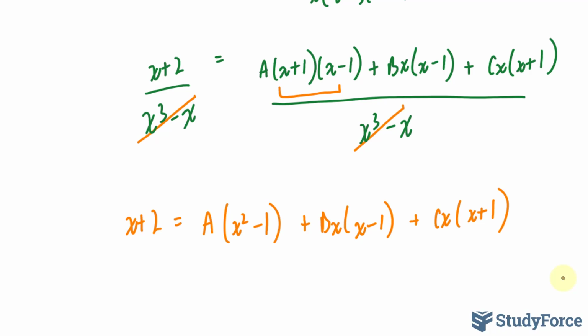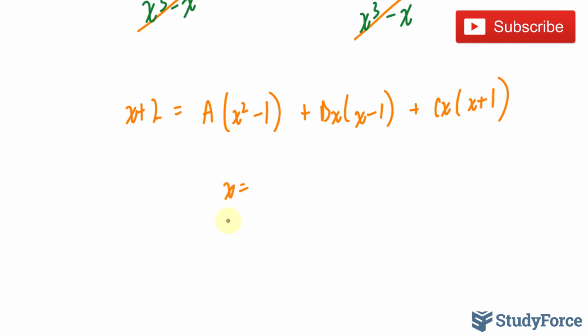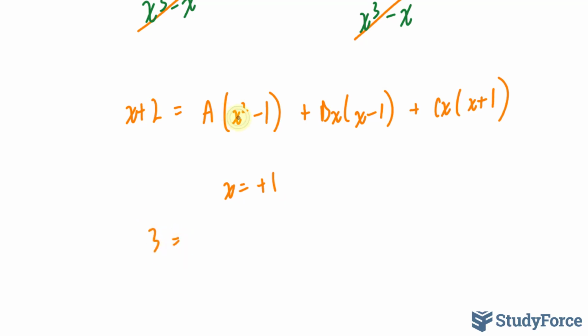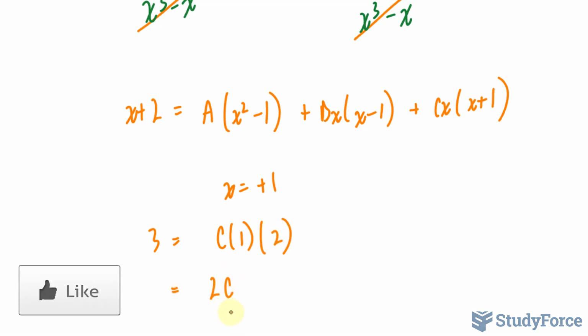And what we can do is set x equal to a number that will make many of these expressions go to 0. Here's what I mean. If I set x equal to positive 1, I'll end up with 3 on the left side. Setting x equal to 1 here gives us 0. Setting x equal to 1 here gives us 0. And over here, it won't give us 0. In fact, it will give us c times 1 times 1 plus 1, which is 2. So we have c times 2, or 2c. Therefore, c has to equal 3 over 2. We just found our c value.